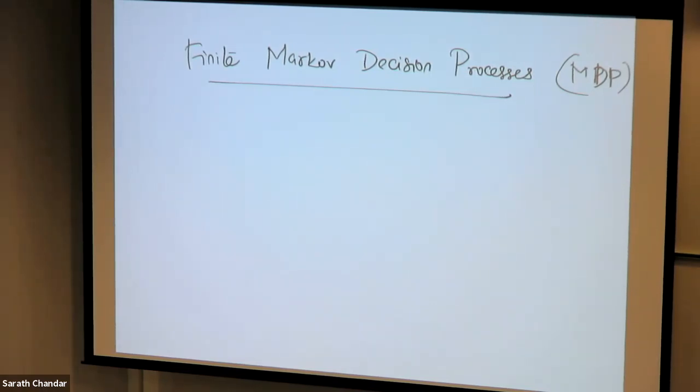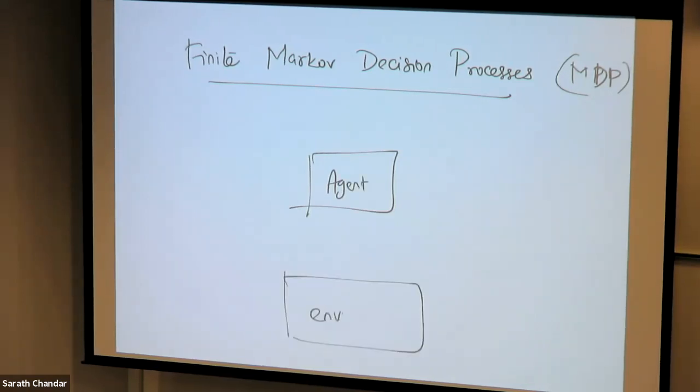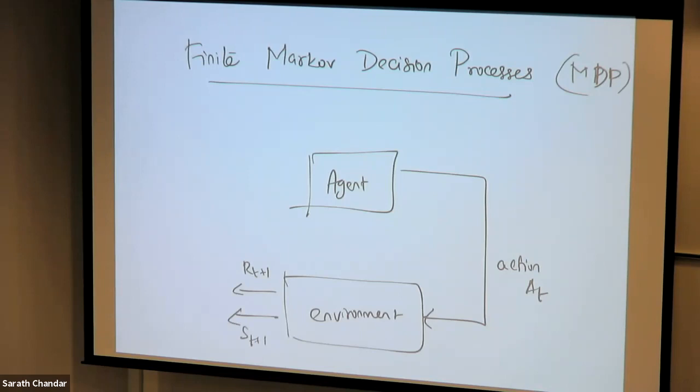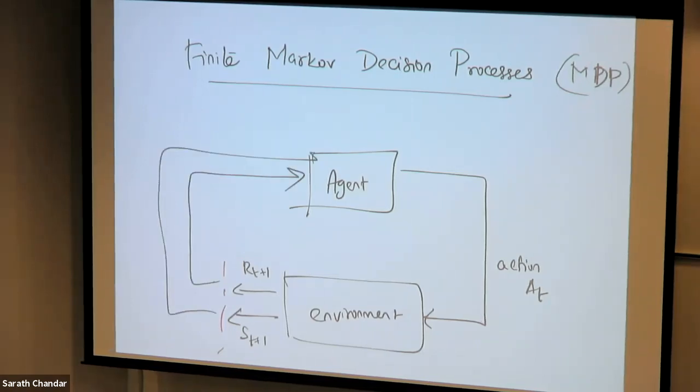So let's go back to the agent environment loop that we discussed in the beginning of the course, right? So you have an agent, right? And you have some environment. This agent is acting, right? At every time step, the agent takes some action. Let's just call it A_t. Now the environment is giving you the reward R_{t+1} and the state S_{t+1}. Okay. Now these go to the agent in the next time step. So in every time step, the agent is going to get reward R_t and state S_t.